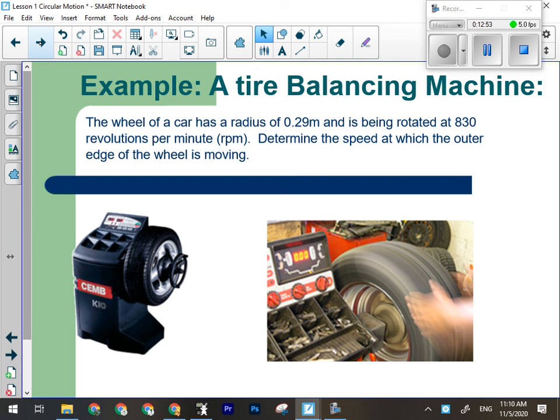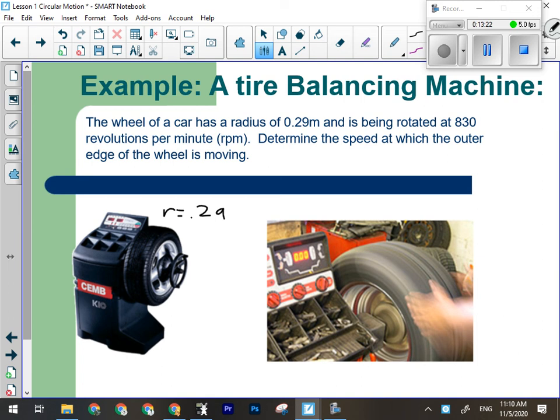So what we're going to do is look at that formula and see if we can calculate how fast the outer edge of the wheel in this example is moving. We have a wheel of a car that has a radius of 0.29 meters. So we know what R is. And it's being rotated at 830 revolutions per minute. That means it goes around 830 times in 1 minute.